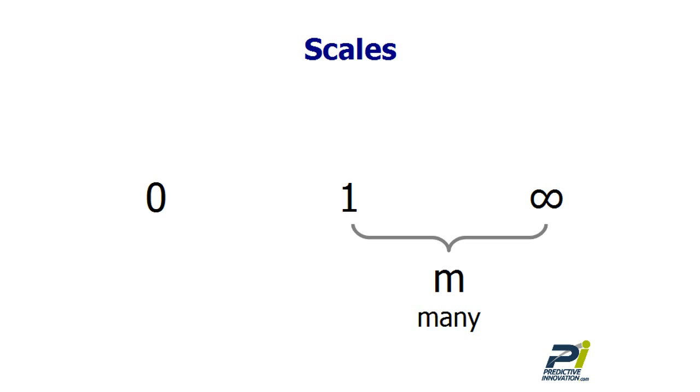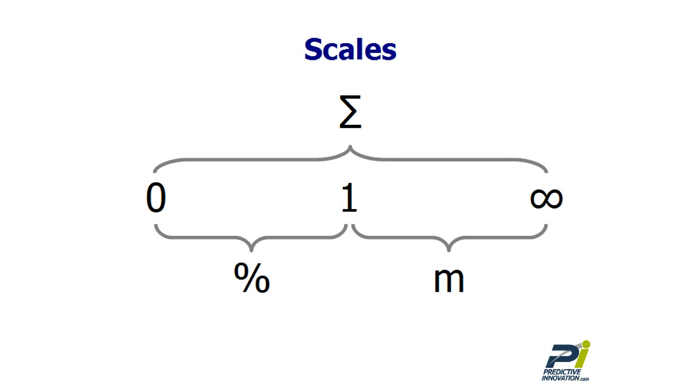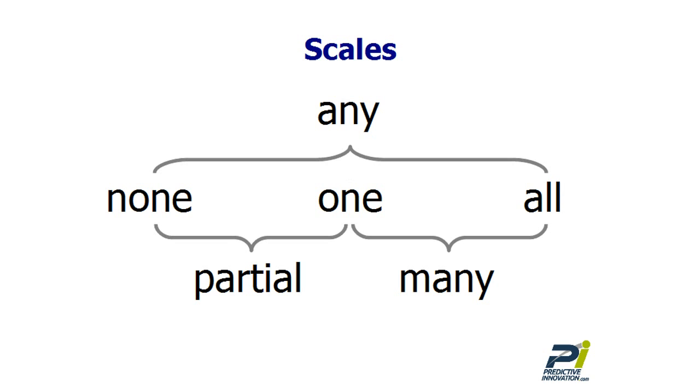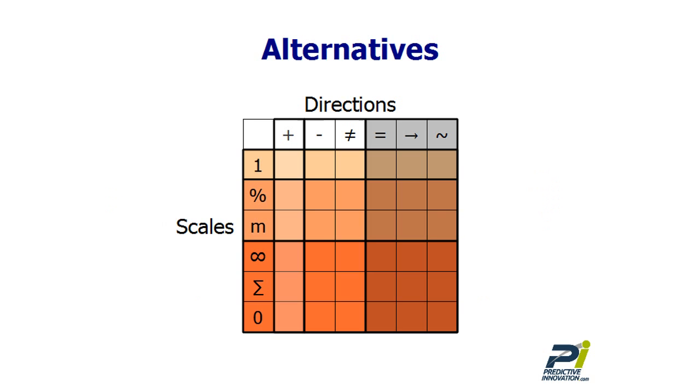Many and partial are related because they cover a range of amounts. Finally, each point between none and all is any. Any, all, and none are similar because they all describe a different type of unlimited or continuous. This is the complete set of the 6 scales: 1, partial, many, any, all, none. The 6 scales are the other side of the alternatives grid. If you've seen my other videos, you may have noticed I say there are 15 alternatives, but this grid shows 36.